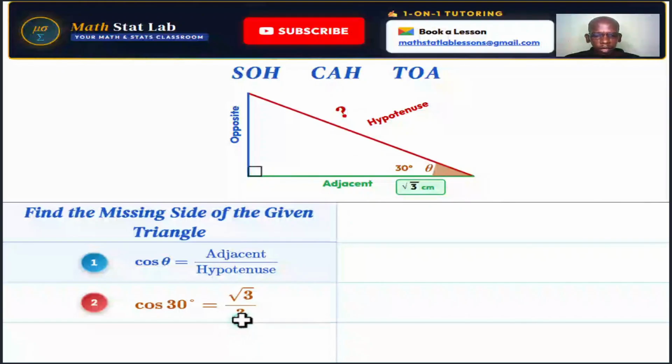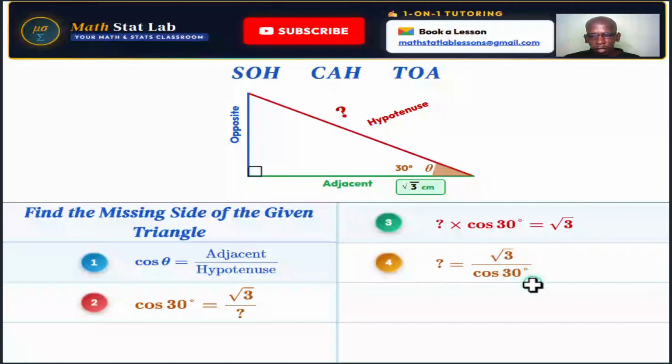Then from there, of course, we just need to cross multiply. Now it becomes this hypotenuse, which we are trying to find, multiplied by cos of 30 degrees, equals root 3. So to get this hypotenuse, we need to divide both sides by cos of 30. So it becomes root 3 divided by cos of 30.